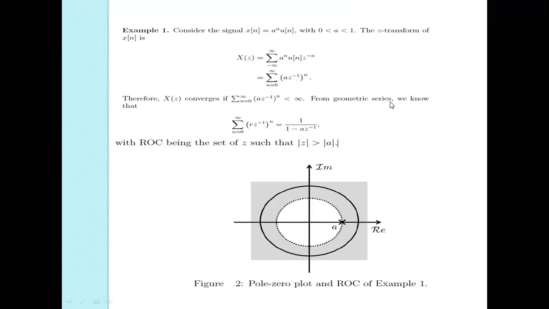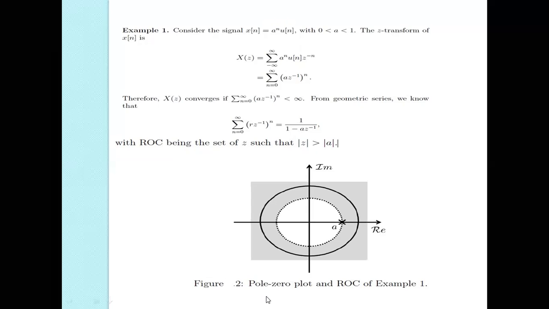Now take one example. Consider a signal x of n equal to a power n mu of n. In the Laplace transformation also, we find the transform of e power minus at mu of t, which is 1 by s plus a, or 1 by s minus a. Got it, my dear students? It depends upon the e power minus and the plus: 1 by s minus a and 1 by s plus a.